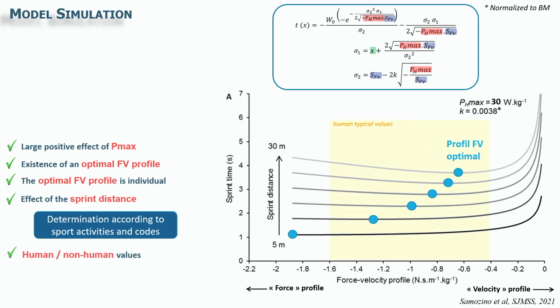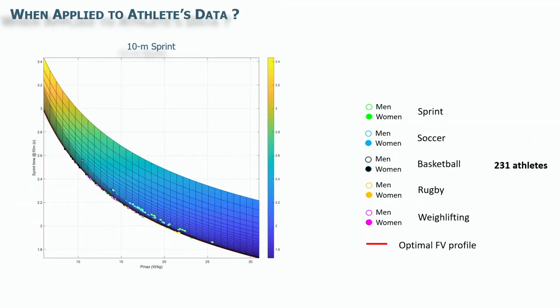For the simulation, it's easy. You put in the values you want and you can simulate every situation you want. But you can simulate some situations that don't exist, because you can simulate non-human values. If we consider only the values we can observe for humans in sports situations, it's the yellow area here, and we can observe that some optima, for example the optimal profile for 5-meter sprints, are out of the values we can observe in humans. And this is the same for a 40, 50, 60-meter sprint. We can discuss that later if you want.